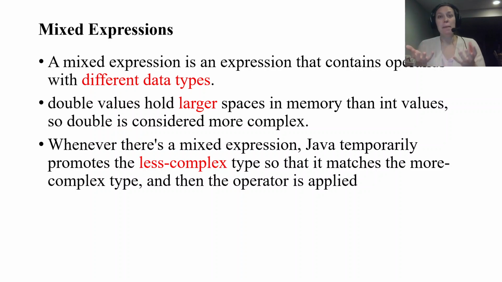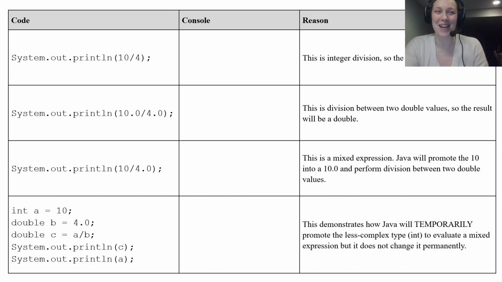Okay, so that means between an integer and a double, an integer is smaller than a double. So if you have a mixed expression between the two, Java will promote this integer to a double, perform the operation, and because the operation occurs between two doubles, your result is going to be a double. Okay, with me here? I have plenty of examples to follow along.